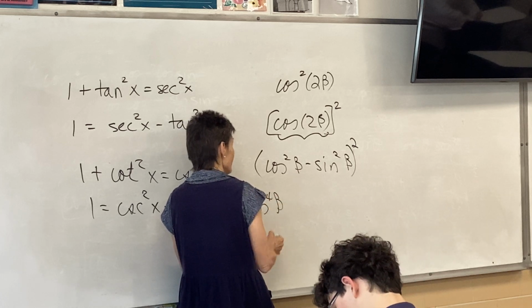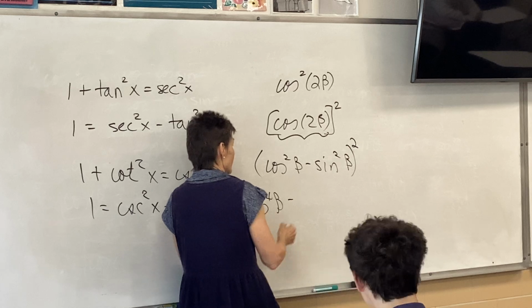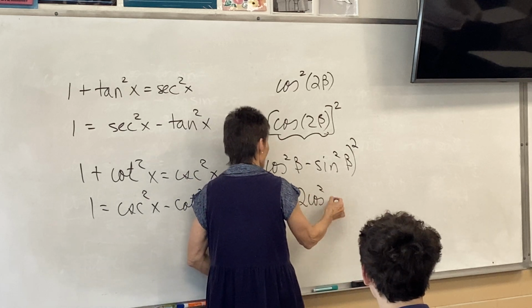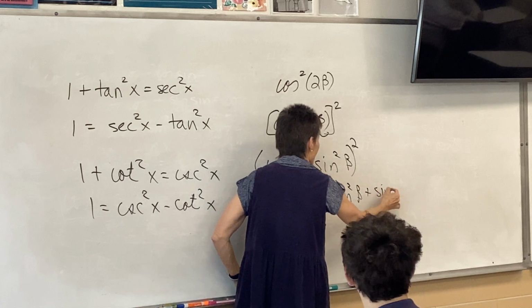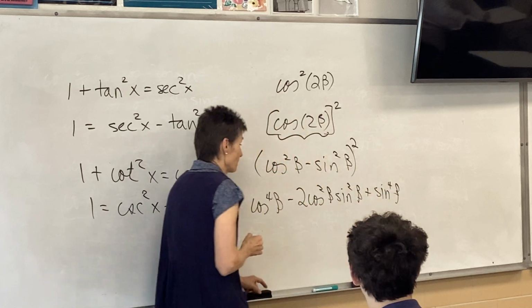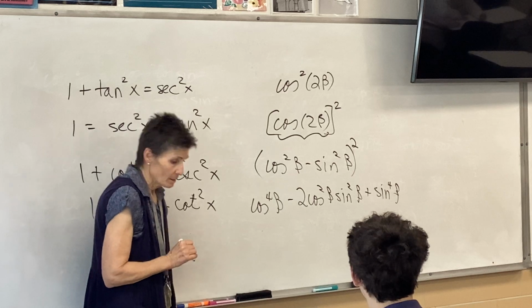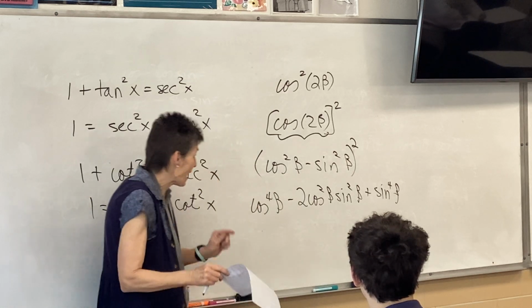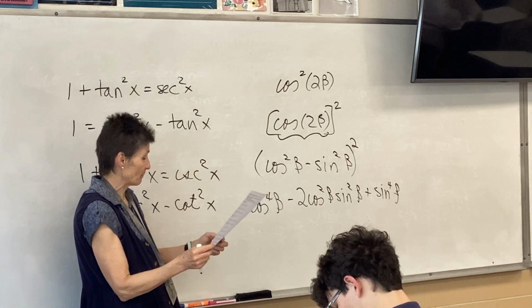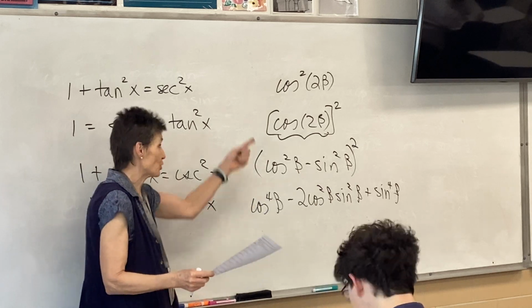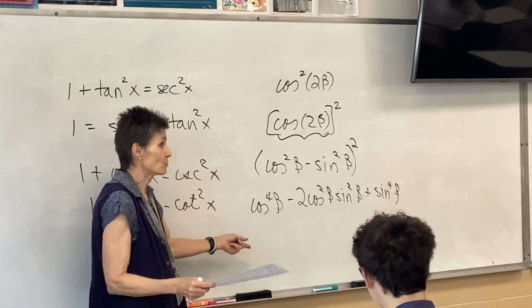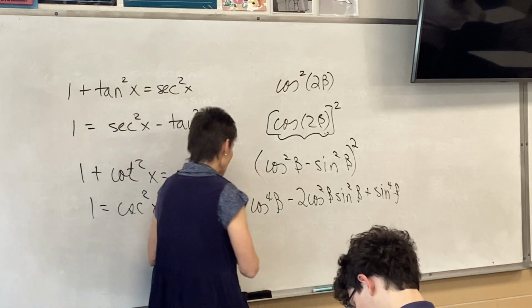So what do I get when I FOIL that? Cosine to the 4th, minus 2 cosine squared sine squared, plus sine to the 4th. Does that by any chance match any of my answers? So statement 3 is true, because I just got it. Statement 3 is true.